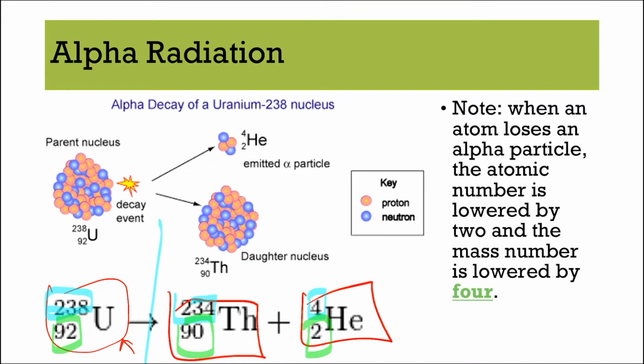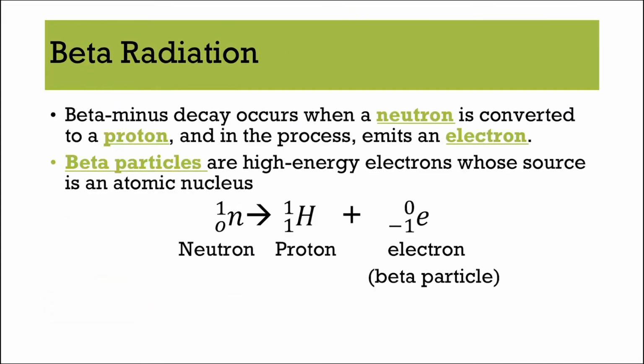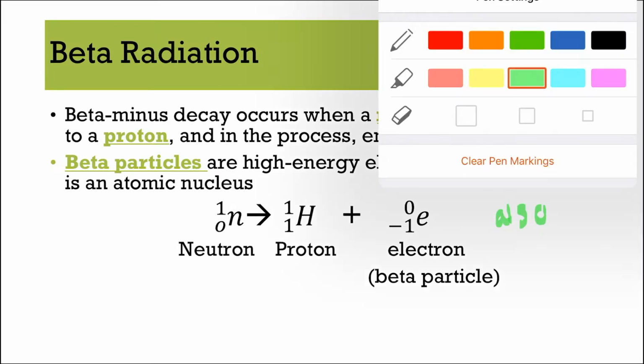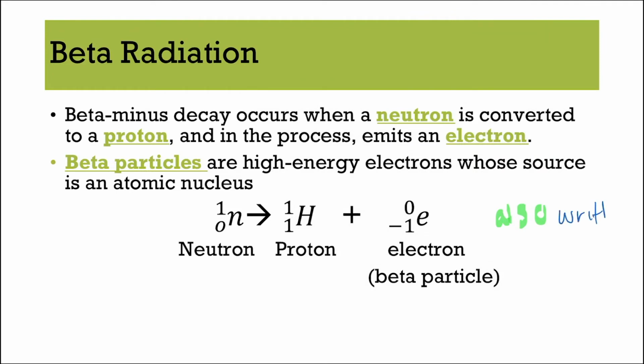All right, guys, moving along. We're on slide 7. Beta radiation. This beta minus decay occurs when a neutron is converted to a proton, and in this process, it emits an electron. So beta particles are high energy electrons whose source is an atomic nucleus. Take a look at the example that we have listed for you down there.